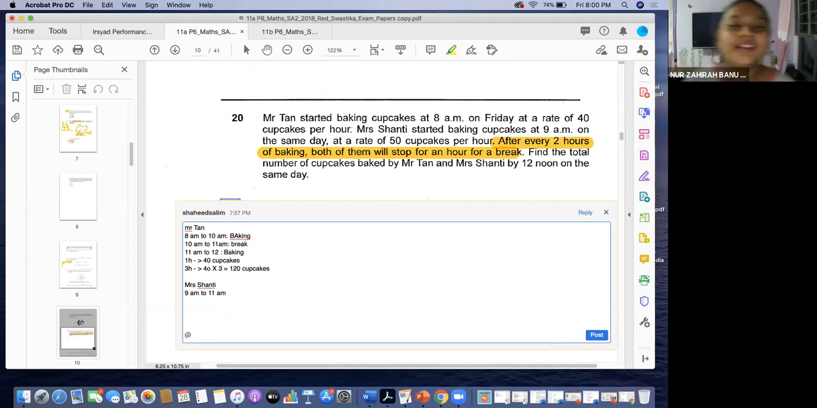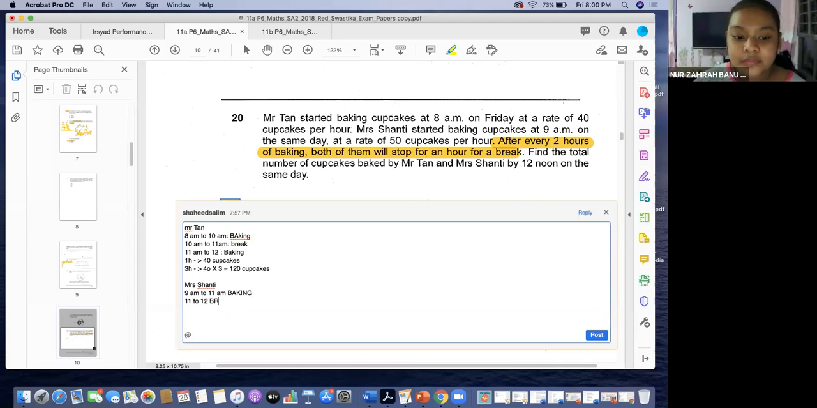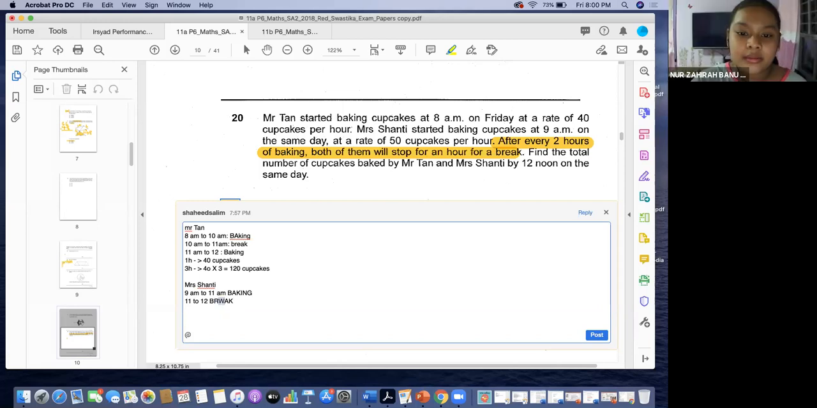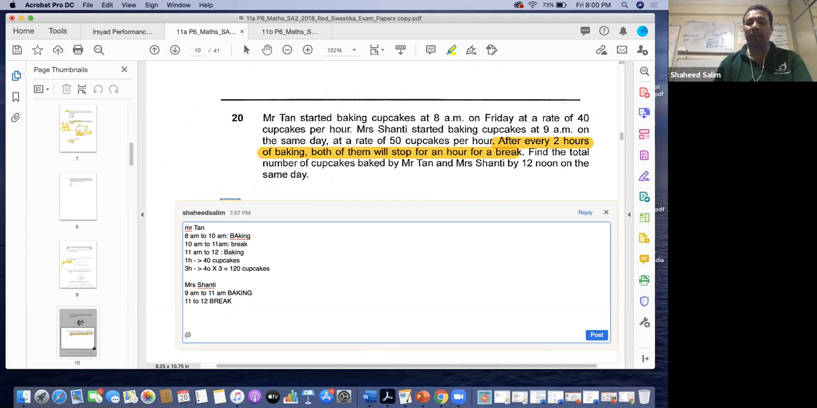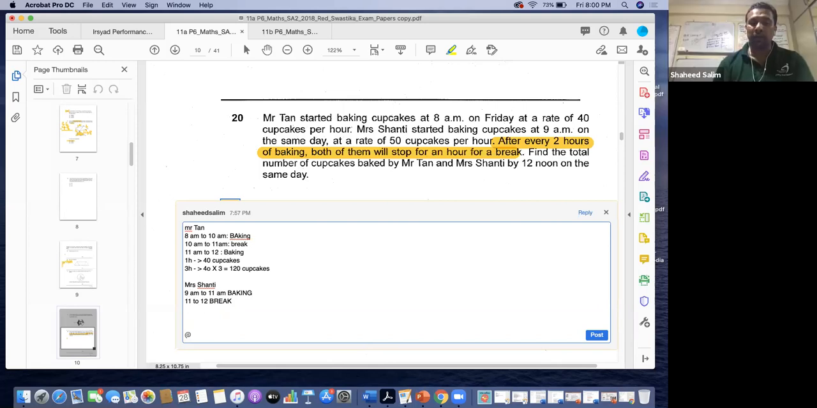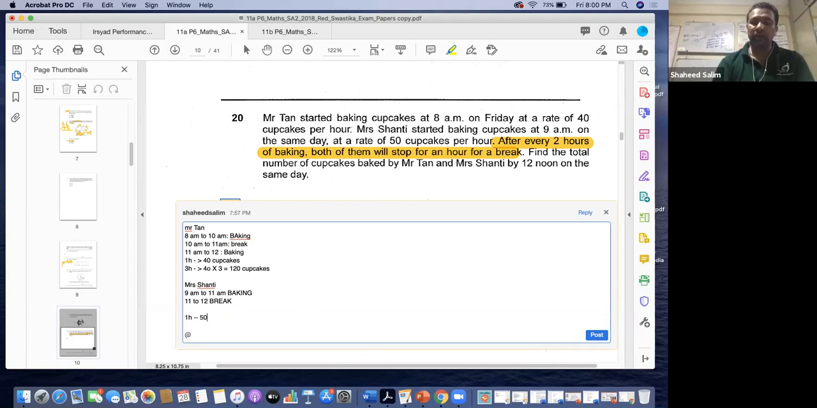So this one is baking. And then the break is 11 to 12. Then her work is over already. She goes back already, 12 o'clock she goes back. So how many hours did Madam Shanti bake? 2 hours only. So for her, 1 hour she bakes 50. So 2 hours is 100.